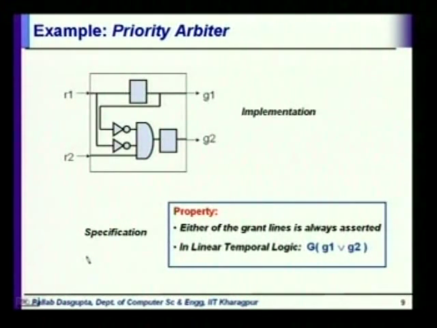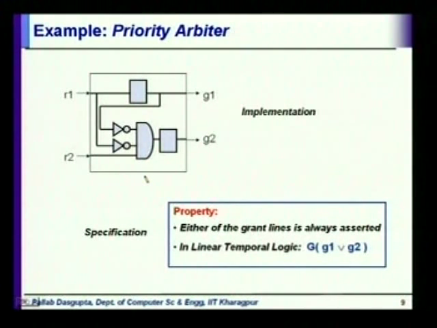Let us go through this whole thing using one example, then we will go into the detailed methods. So, here is a priority arbiter and the implementation is given here, and we have the property which says either of the grant lines is always asserted. So, one of the grant lines should always be asserted. And in linear temporal logic, we express that as G (G1 or G2).